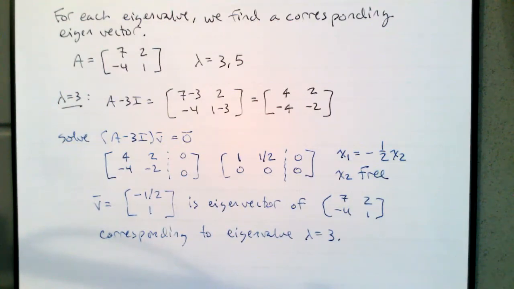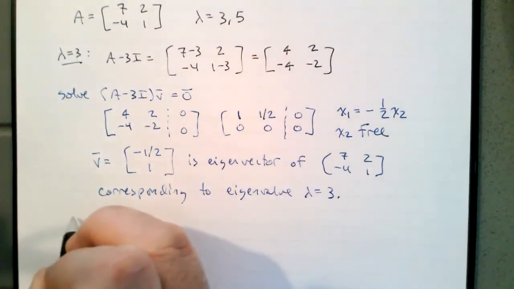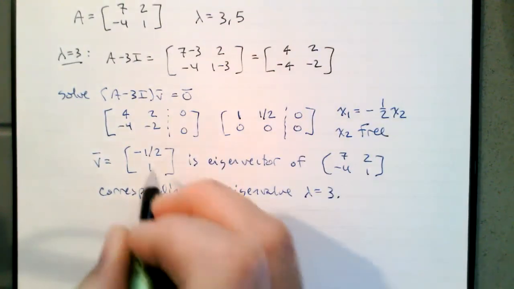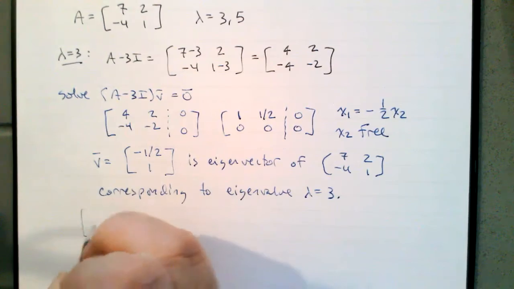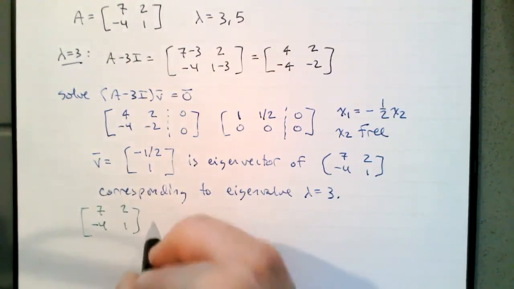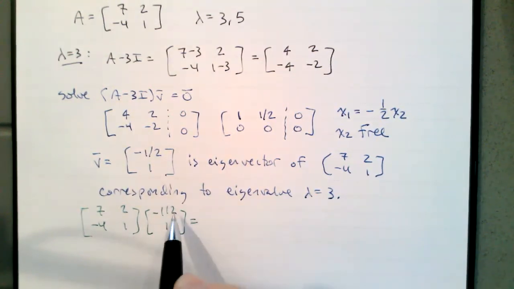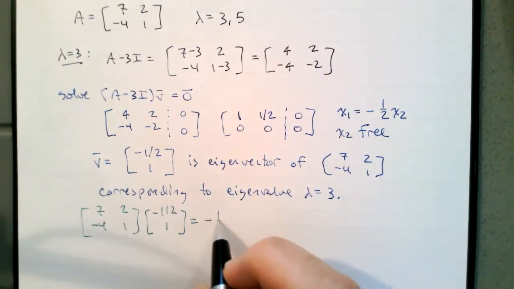We can verify that this is correct by multiplying this vector by the matrix A. So let's grab our green pen for checking things. I'm going to multiply A times negative 1/2, 1. So let's check. 7, negative 4, 2, 1 times negative 1/2, 1. So that's negative 1/2 the first column.